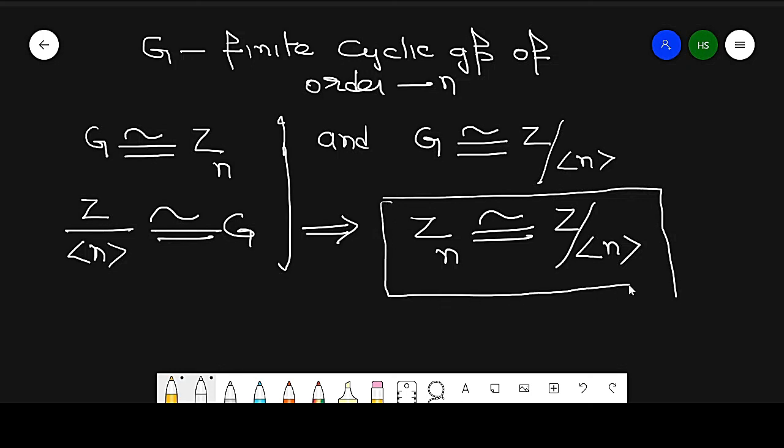So in an examination, it may be asked in this way: prove that Zn is isomorphic to Z by generated by n. So this is a very important type. We can also say that any cyclic group of order n is isomorphic to the additive group of residue classes modulo n. So we can also prove it in this way. So this is my result.